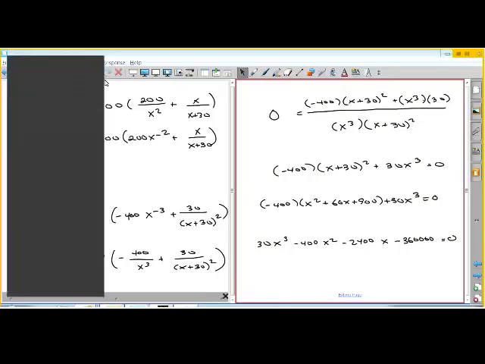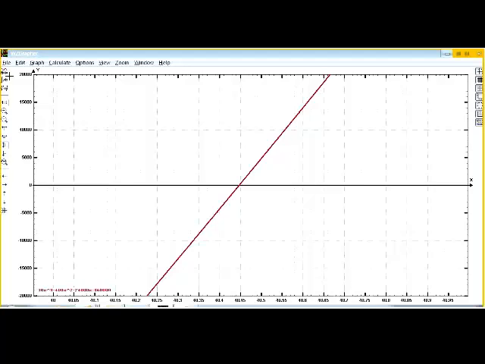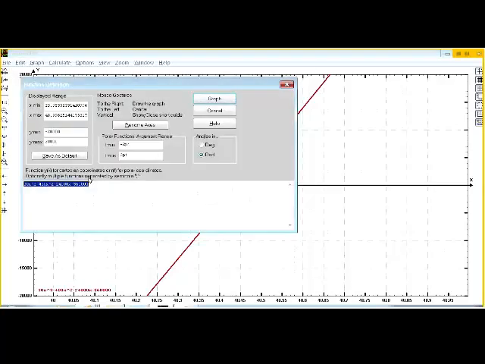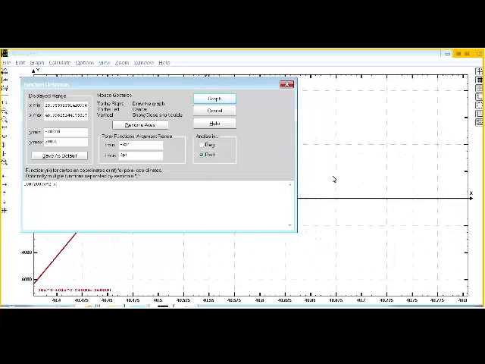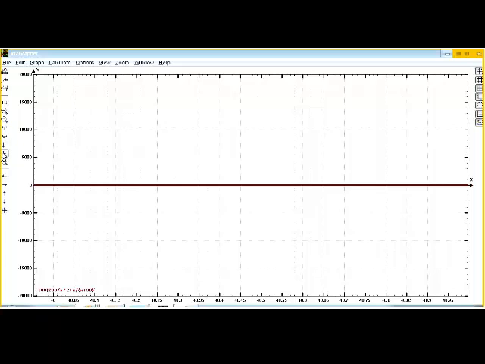Well, I can just look at it in the book. So I'm going to go back here and, sorry, I don't want to do that. Stop sharing. Start sharing. Let's go back and put the function in. So the original function was 100 times 200 divided by x squared plus x divided by x plus 30. And that's it. Okay, graph. Okay, so there it is.